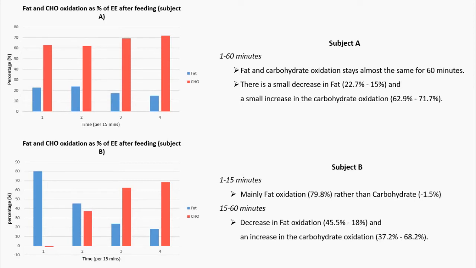the 60-minute experimental measurement, subject A fat and carbohydrate oxidation stayed almost the same for the complete hour, while subject B fat was mainly oxidized in the first 15 minutes and decreased slowly during the remaining 45 minutes. During those 45 minutes, carbohydrate oxidation increased slowly.